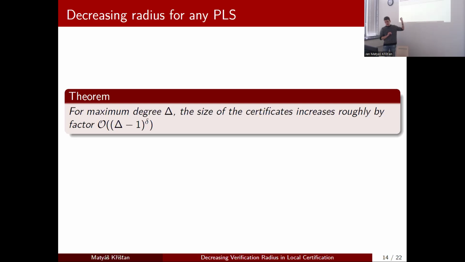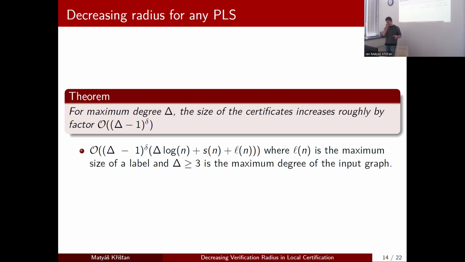Roughly, the overhead that comes from decreasing by small delta is large delta minus 1 to the small delta, where large delta is the maximum degree, and this is roughly the size of the neighborhood. This is ignoring some factors, like we need some log n for the representation of the vertices. We have to include the original certificates, which is S(n), and we need to include some representation of labels, which is L(n), and it works only for degree greater than 3. But that's not super important.